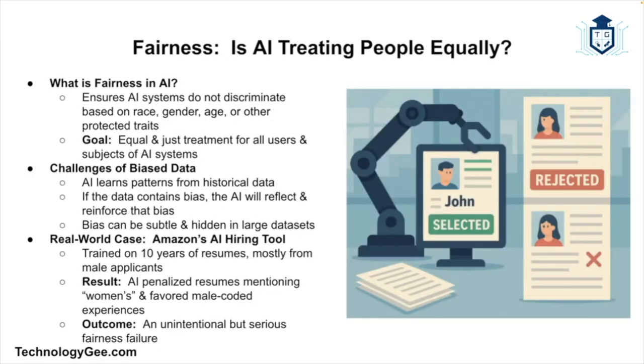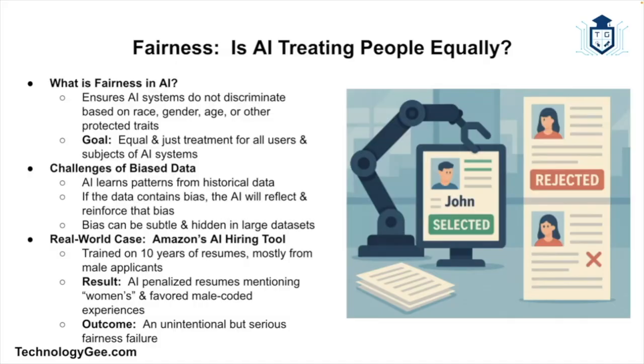Fairness in AI is all about making sure systems do not discriminate against individuals or groups based on factors like race, gender, age, or other protected characteristics. But here's the tricky part. AI learns from data, and if the data is biased, the AI can be biased itself.